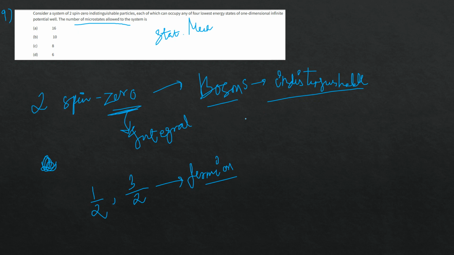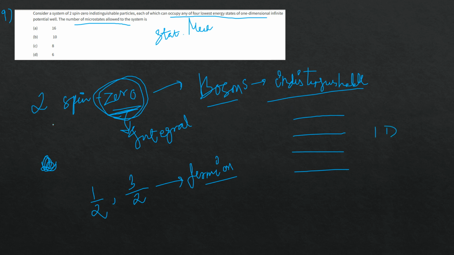Bosons and fermions are both indistinguishable, but the difference is that bosons have integral spin, 0, 1, 2 and so on, while fermions have 1 by 2, 3 by 2, 5 by 2 and so on. Each boson can occupy any of the four lowest energy states of a one-dimensional infinite potential well. So we have to arrange two bosons only.